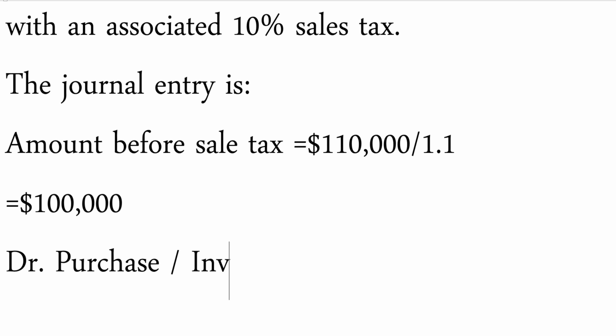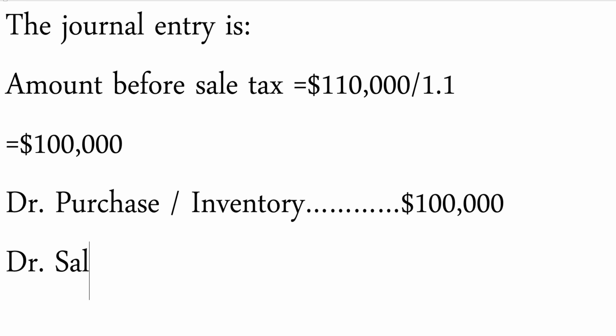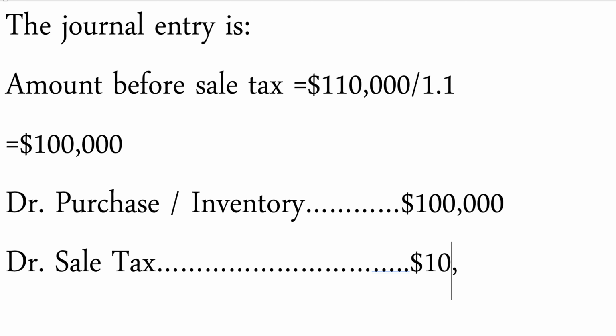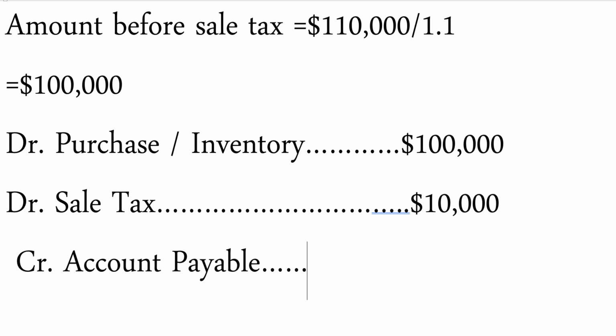Debit purchase or inventory. How much? 100,000. And debit sales tax. How much? 10,000. And credit accounts payable. How much? 110,000.